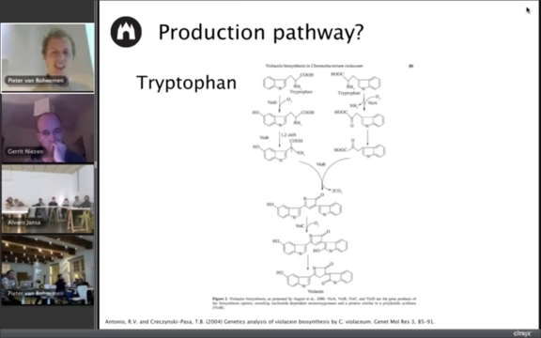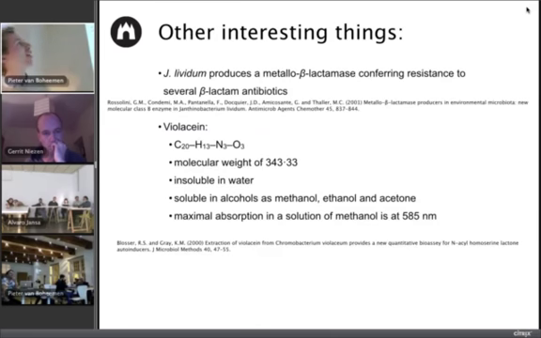And I also found more interesting things. The strain produces a metallo-beta-lactamase, which is a resistance against antibiotics. Well, that makes kind of sense. It doesn't kill itself when it produces antibiotics.